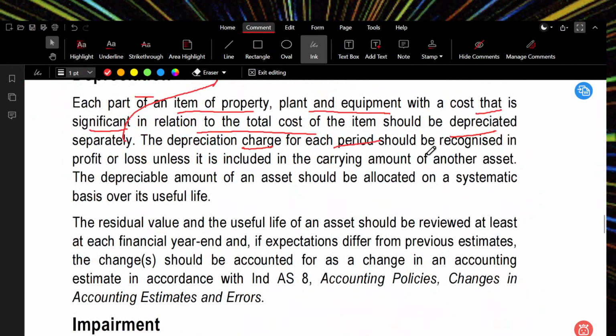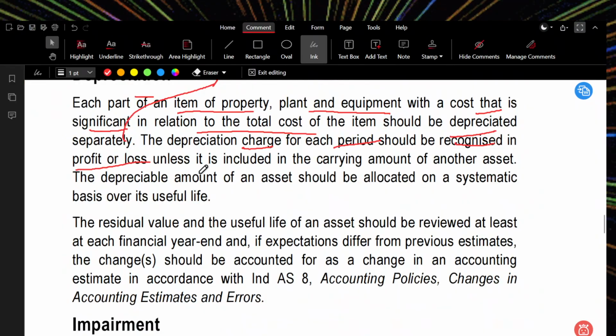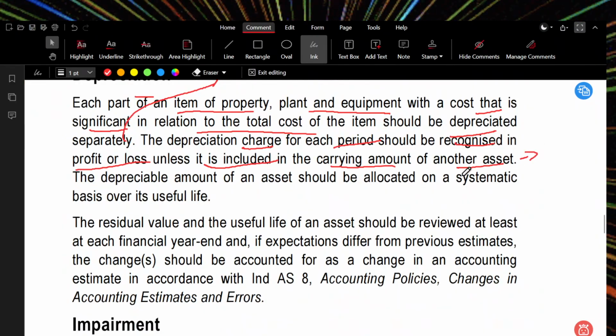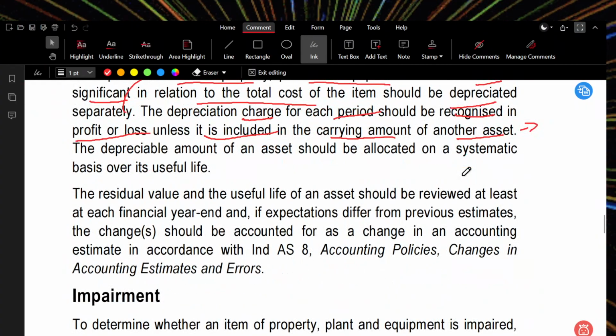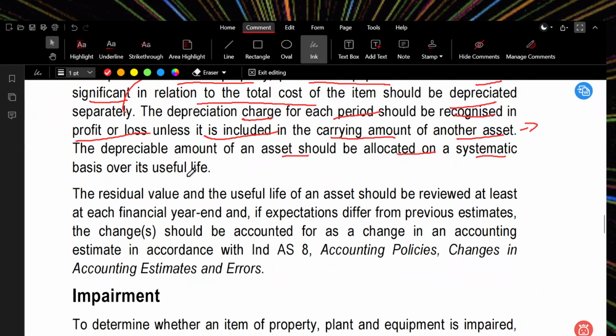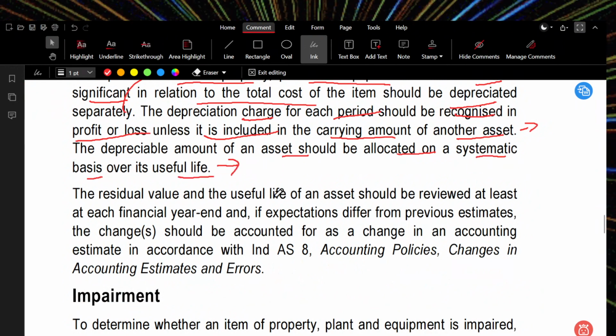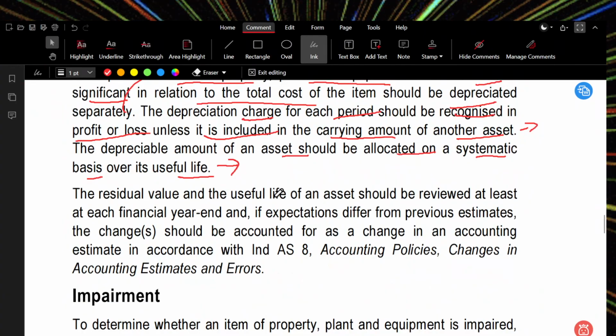Depreciation charges of every period should be recognized in profit and loss unless it is included in the carrying amount of another asset. So it should be charged every year, unless the asset has been considered as part of the bulk of another asset. The depreciable amount of an asset should be allocated on a systematic basis over its useful life. Systematic basis means it should be charged every year. You should not charge one year and skip another. Consistency is very important.